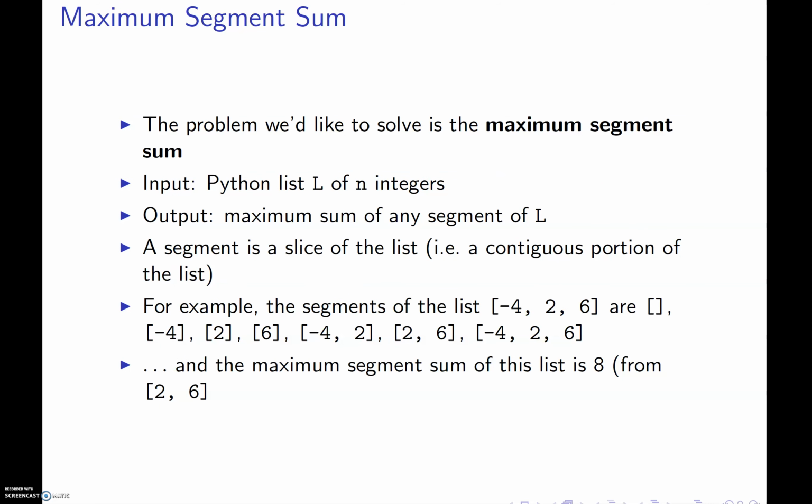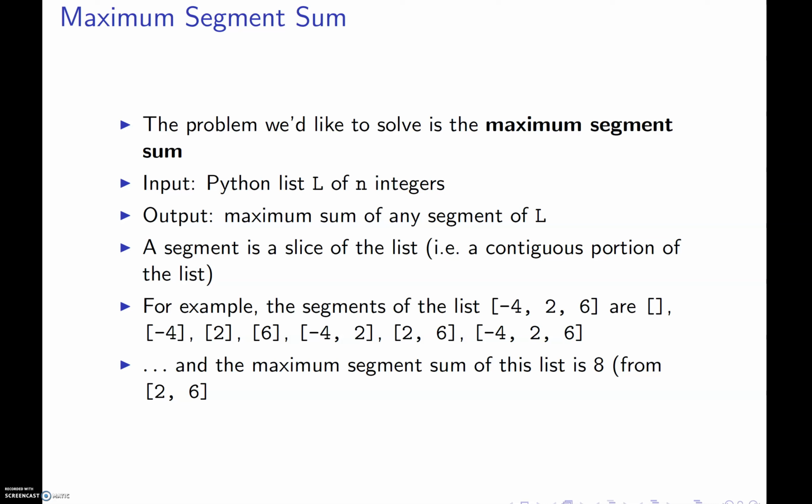So here, the problem we're going to solve is something called the maximum segment sum. We're going to make sure we conceptually understand the problem first, and then we'll look at some first attempt algorithms and then improve. The input on this algorithm is going to be a list of integers. It'll just be a list object containing a bunch of integers, and the output is going to be the maximum sum of any consecutive segment.